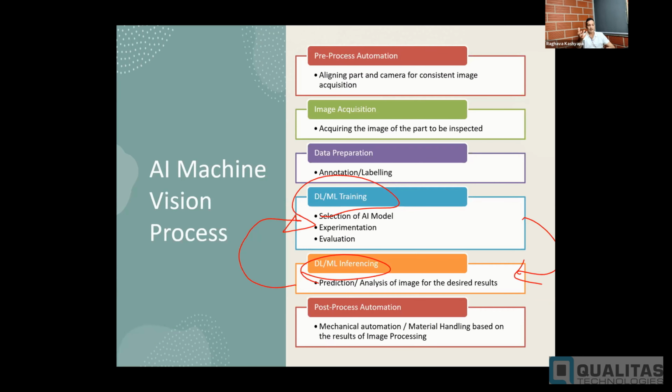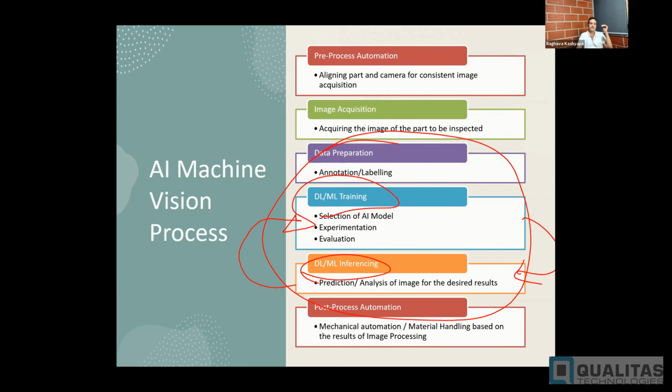So again, material handling. You want to reject something. So that's material handling. So let's cover these three steps, which are mostly the deep learning or AI-based steps. There's data preparation, there's machine learning and training, and there's inferencing. So let's cover that in more detail, right?